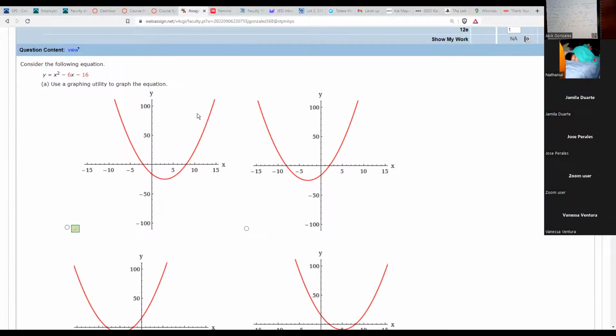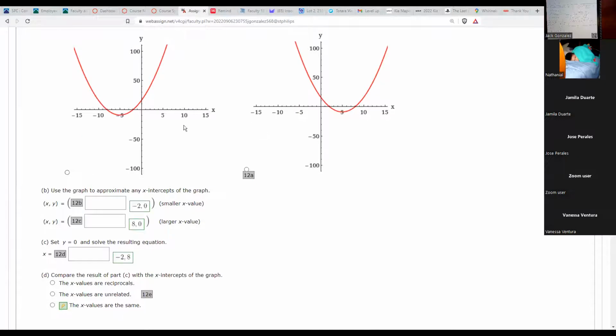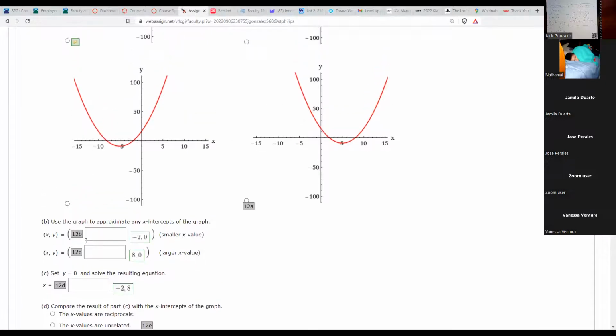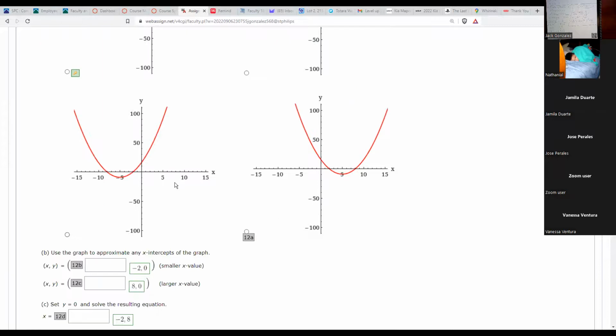Number 12, you're just graphing. You can use your calculator or Desmos. I don't care how you do it. There's a lot of online graphers. Just select the right one.